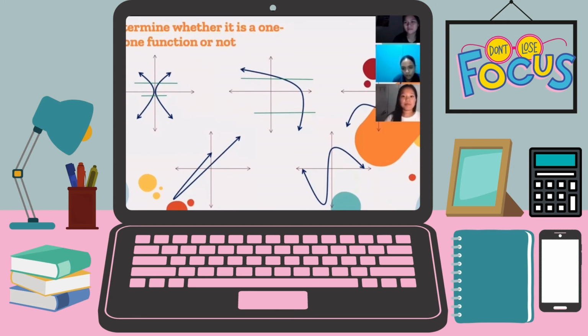This one, even though the horizontal line on the upper part has only 1 point, the one on the lower part has 2 points, so it's still not a one-to-one function. Okay, that's good. As for this one and this one, I think you get it. Oh my god, you can answer the worksheet on your own.